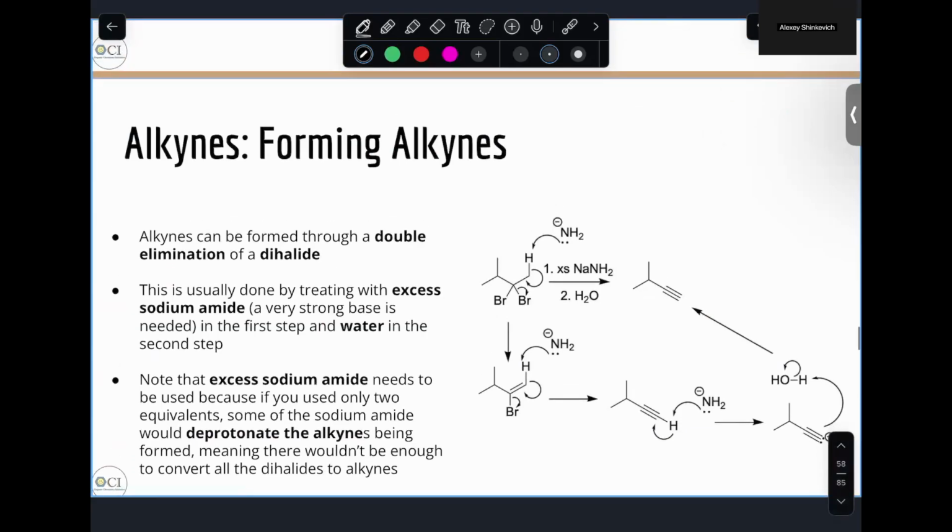All right. This is how you can form alkynes. You can use a double elimination of a dihalide, which was seen in this mechanism here. And it's usually done with excess sodium amide, which is a very, very strong base. And then use water as your second step. And water is just used to protonate that alkyne at the end.